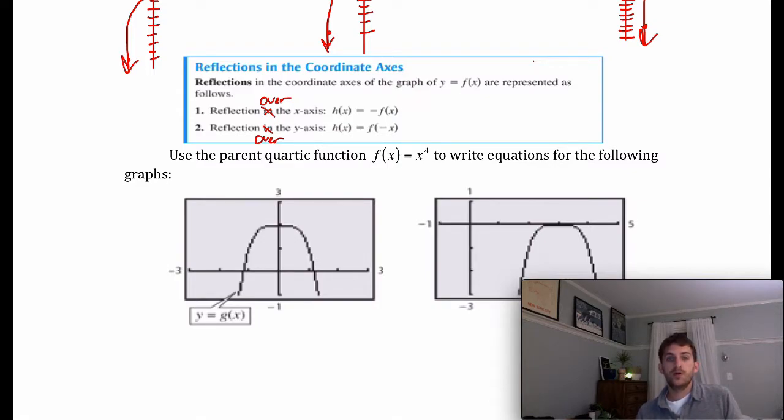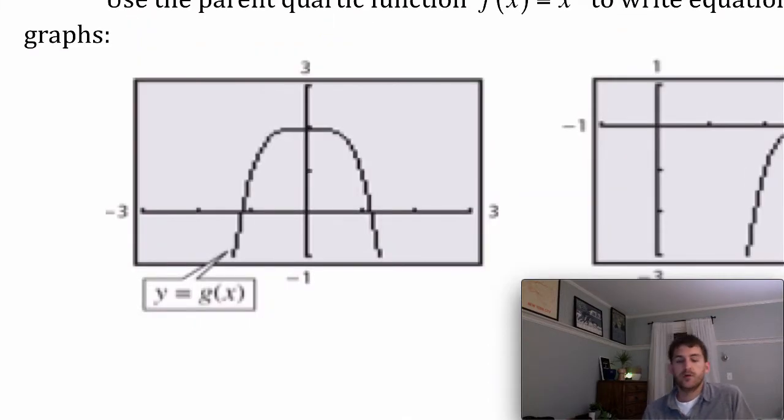So using the parent quartic function f of x equals x to the fourth, we're going to use that to write the equations for the following graphs. So the one on the left, it's an upside down quartic. It looks like it's upside down, but it's also a little bit higher, because typically, if you recall what a quartic graph looks like, it looks something kind of like this. So that's not the best, but it's not the worst.